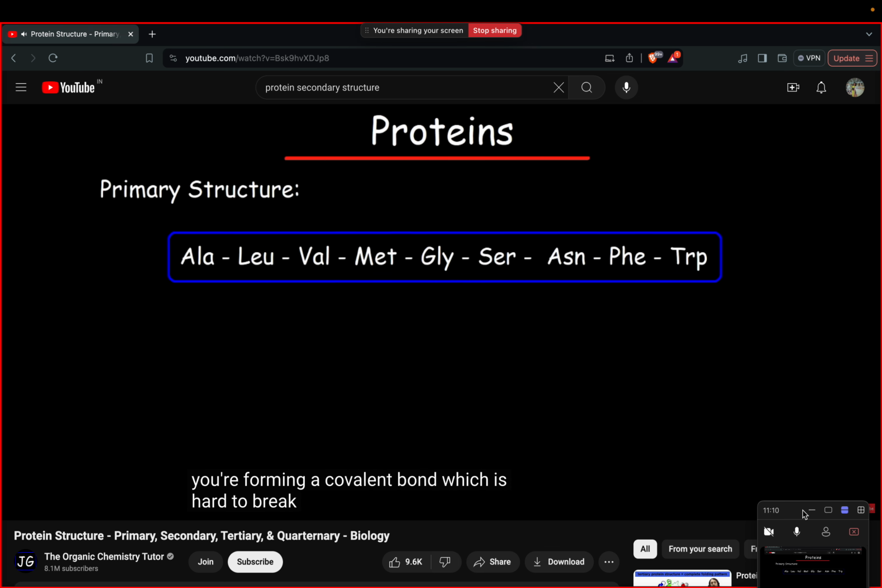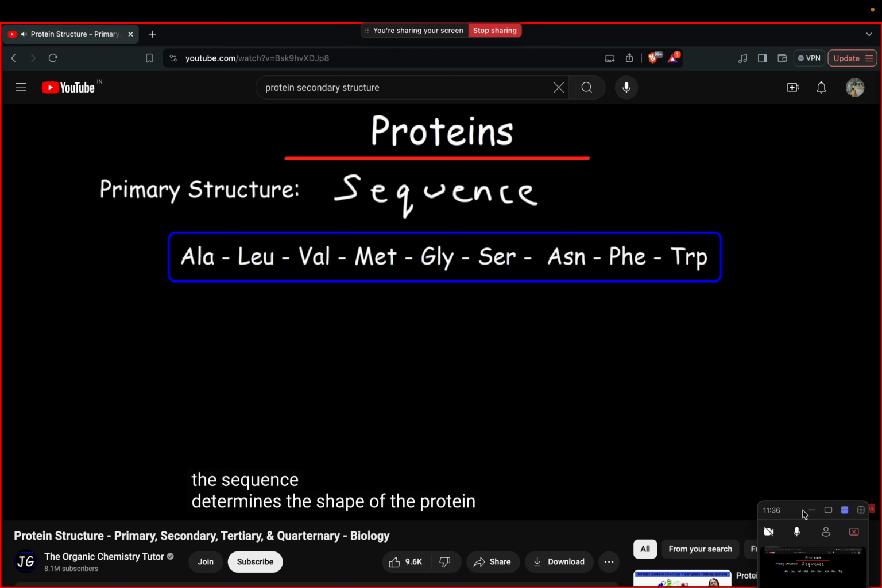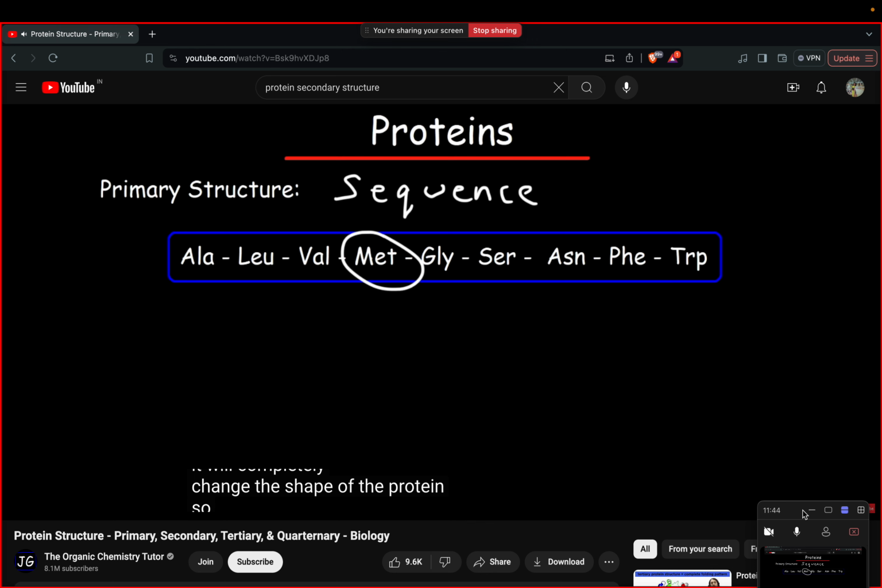Now let's talk about the different levels of protein structure. There are 4 levels that you need to know: the primary structure, the secondary structure, the tertiary structure, and finally the quaternary structure. The primary structure is simply based on the sequence of the amino acids found in the protein. The sequence determines the shape of the protein. If you replace just one amino acid with another, it can completely change the shape of the protein. So the shape and its function are primarily determined by the sequence of amino acids.